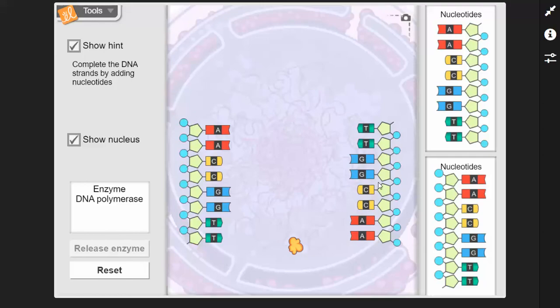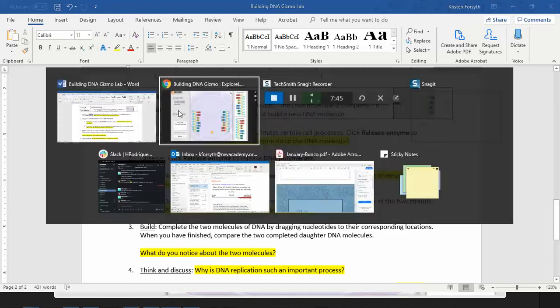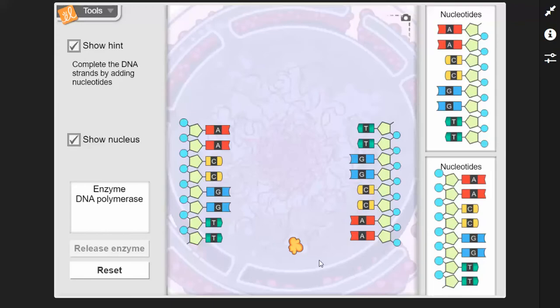Okay, so remember this process that we're looking at right now is DNA replication. The word replication means we are going to copy the DNA. So we've unzipped it, and now this DNA polymerase is going to be our little helper protein that's going to come in and partner up all of our nucleotides. So you'll see when I drag in A, it comes along and it's our helper, guiding it to where it needs to be.